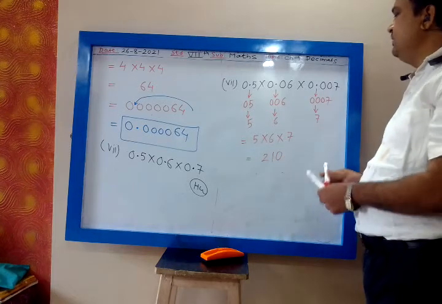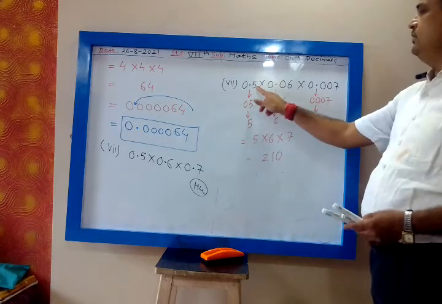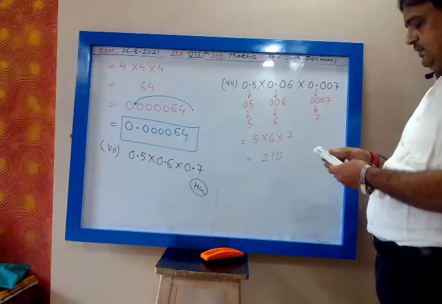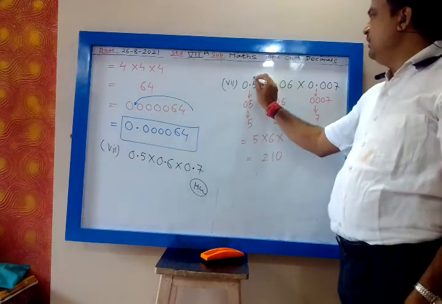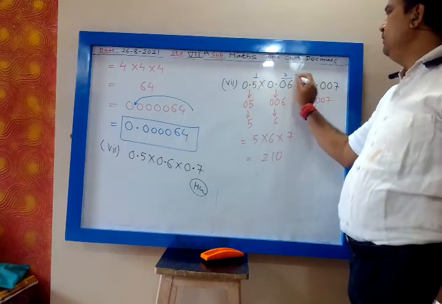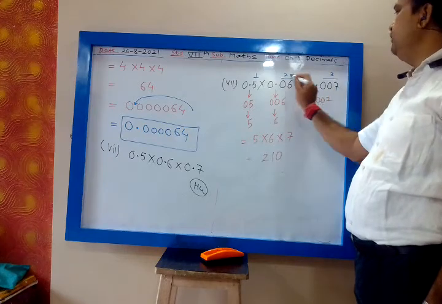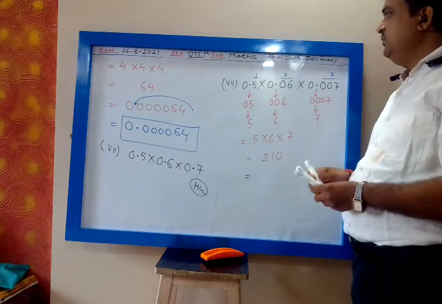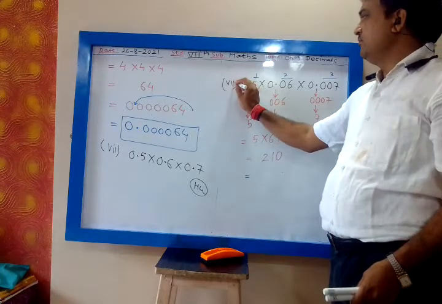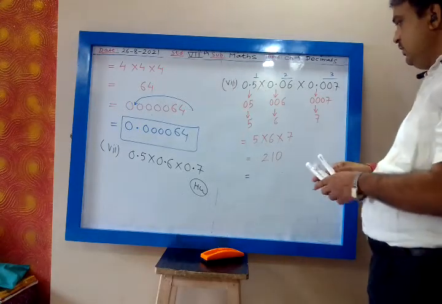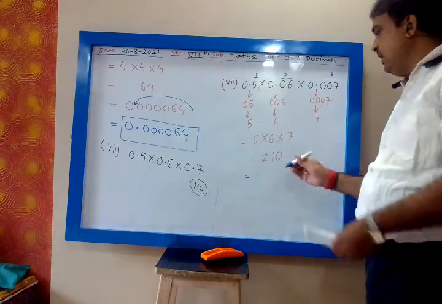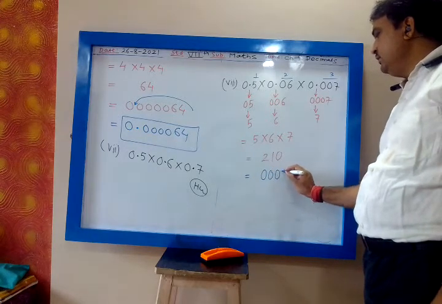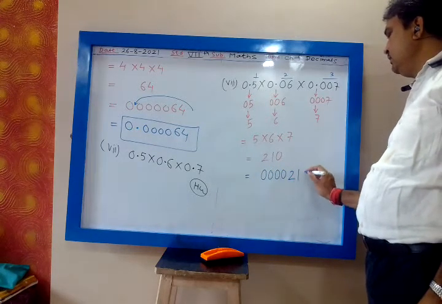But now I have to place the decimal. How many digits? 1 plus 2 is 3, 3 plus 3 is 6. So 3 plus 2 plus 1 is 6. So add zeros before 210: 0, 0, 0, 0, 210.